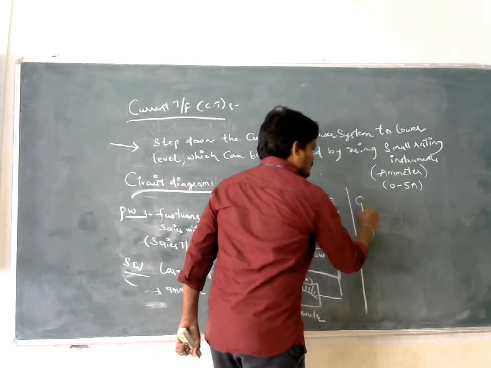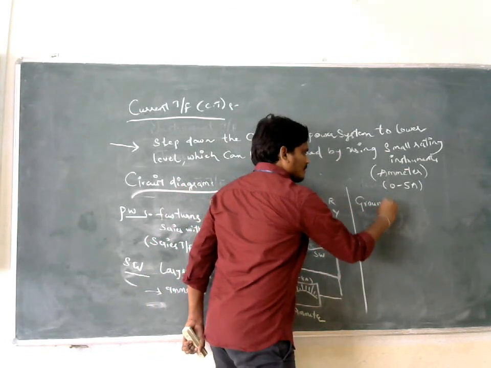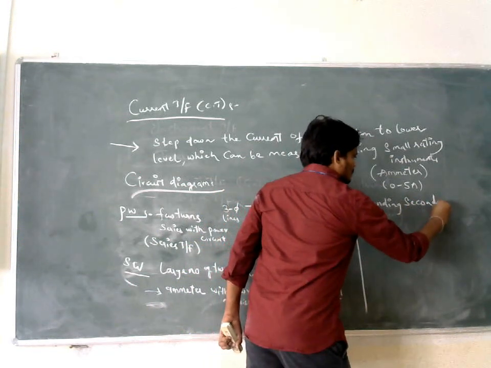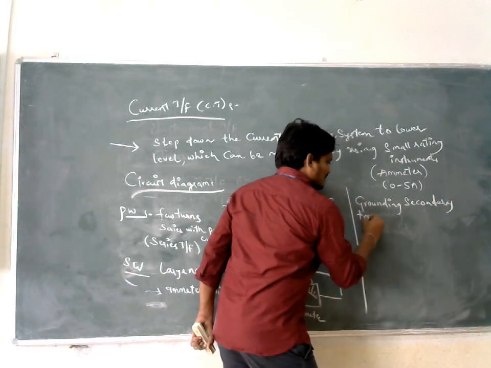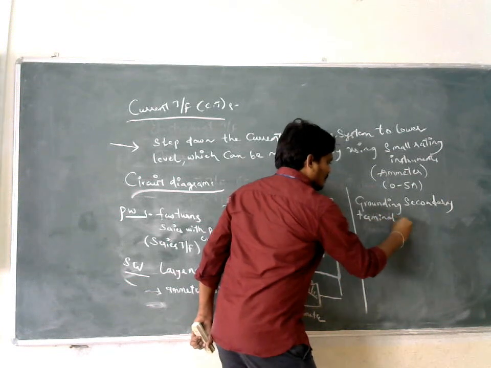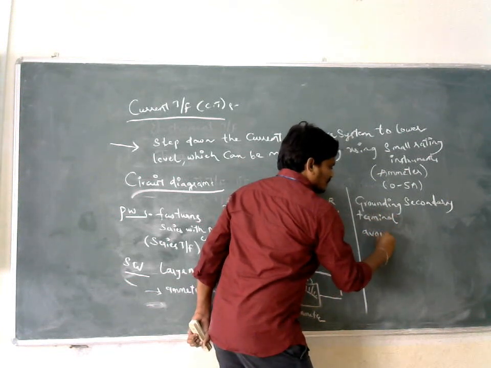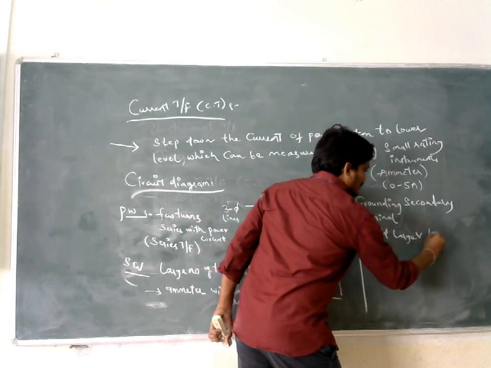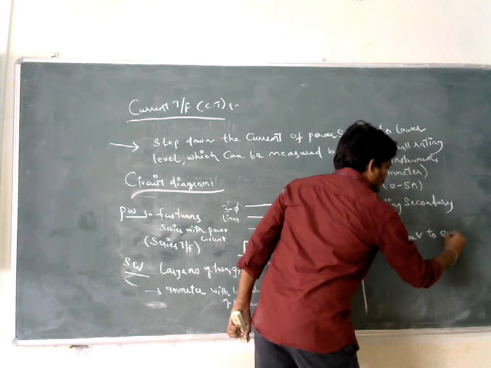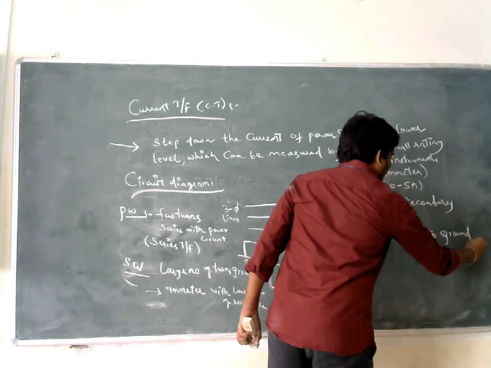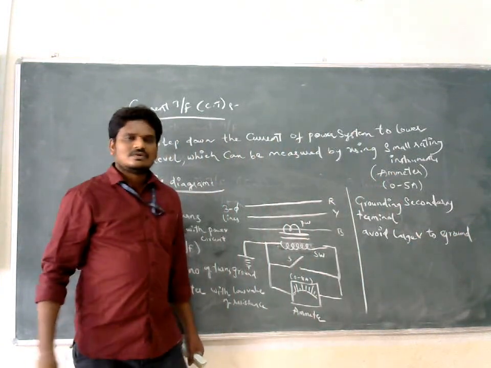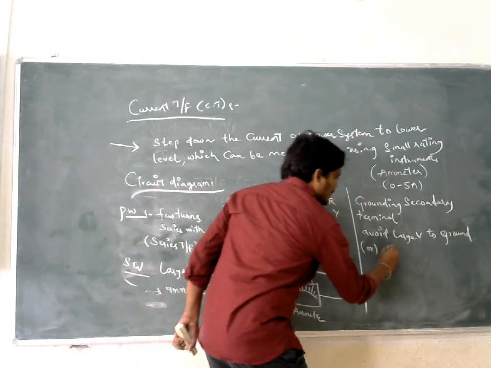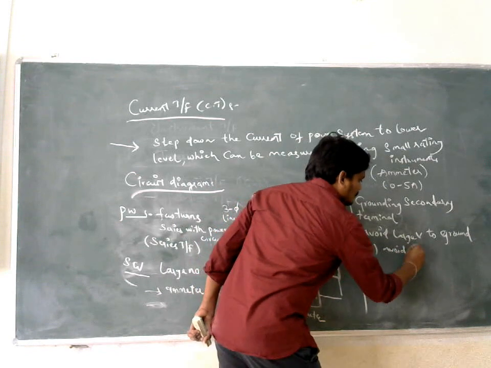What is the purpose of grounding the secondary terminal? What is the main purpose of grounding the secondary terminal? In order to avoid large voltages to ground, or else in order to avoid insulation breakdown.